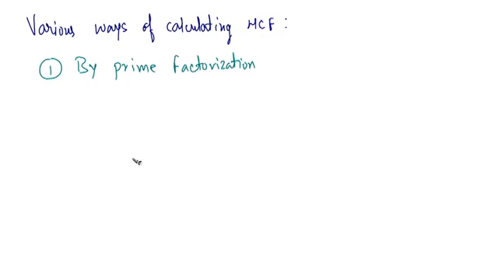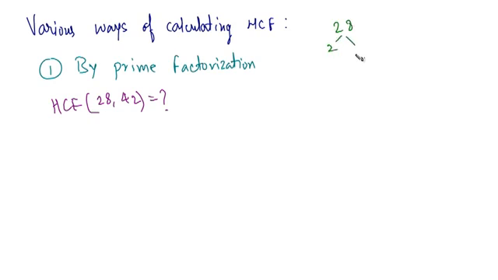There are various ways of calculating the HCF. One of these methods is by prime factorization. Let's do this method with the help of an example. We have to calculate the HCF of, let's say, 28 and 42. The first step in this method is to calculate the prime factors of the given numbers. So let's calculate the prime factors of 28.